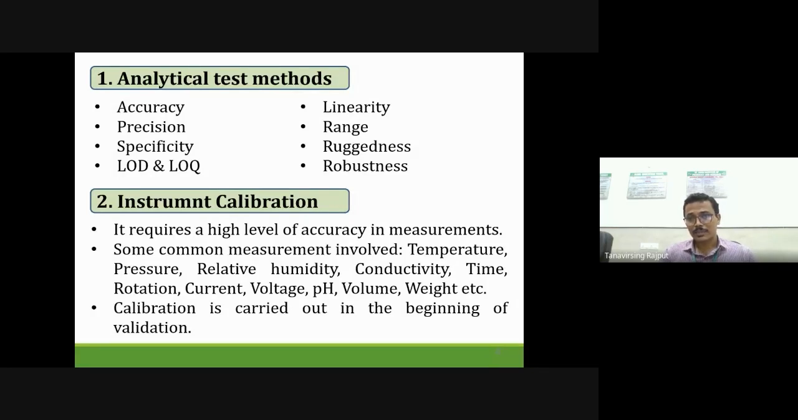The second scope of validation is instrument calibration. When any new instrument is installed in the manufacturing premises or any institute premises, before performing any activity on that instrument, it first needs calibration. Or if that instrument is shifted from one place to another, and its location changes, calibration is also required. So it requires a high level of accuracy in measurement.